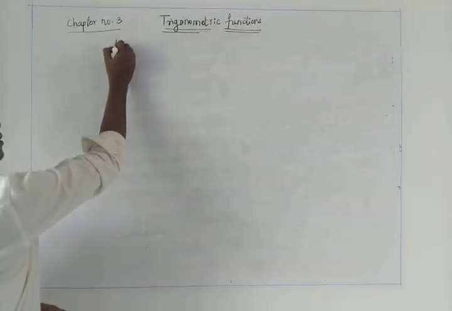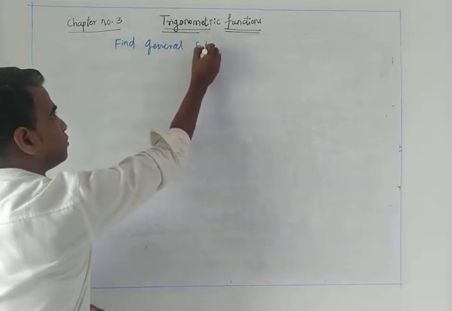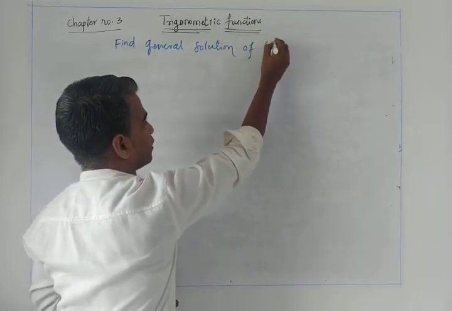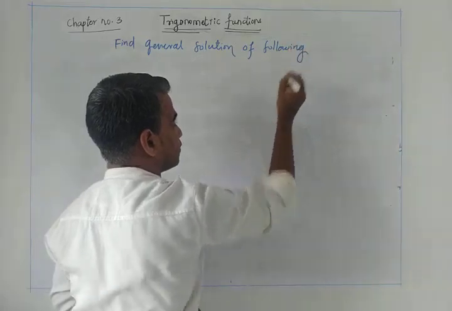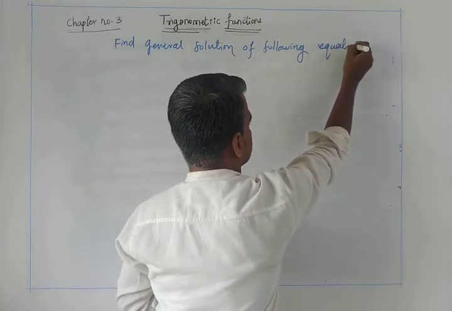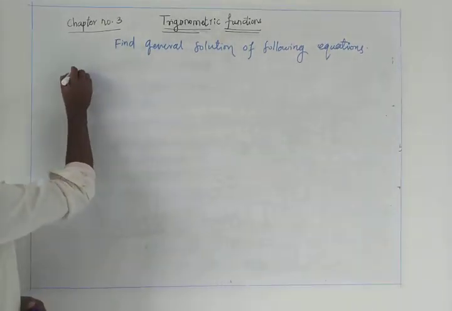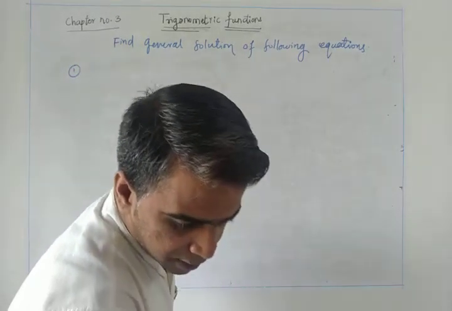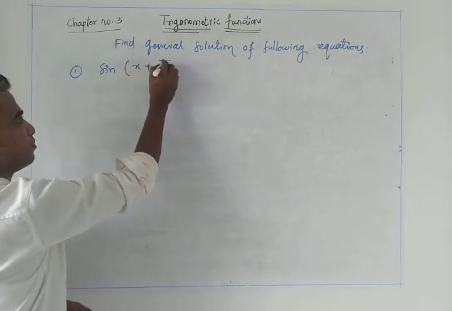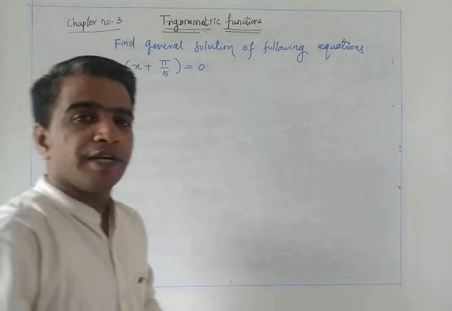First question is: find the general solution of the following equations. So the first question is sin(x + pi/5) = 0. Now we have to find that general solution.